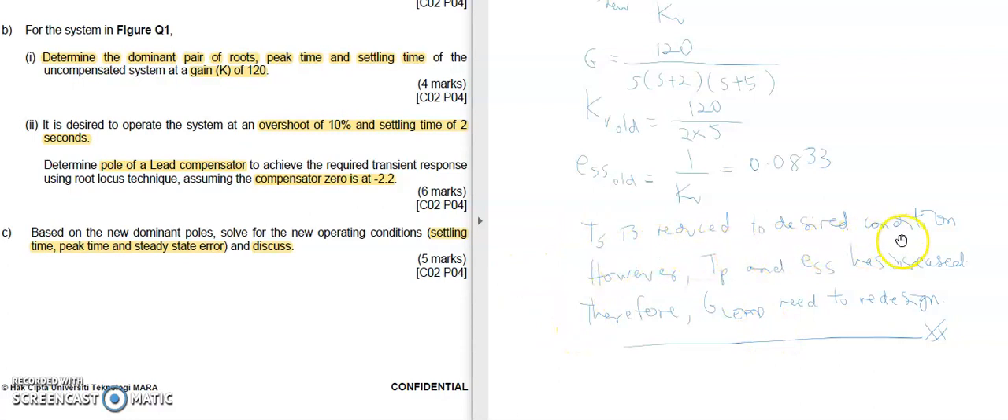TS is reduced to the desired condition. However, TP and ESS have increased. Therefore, the lead compensator needs to be redesigned. That's it. That's enough. And that's all for question 1B and 1C for June 2018.